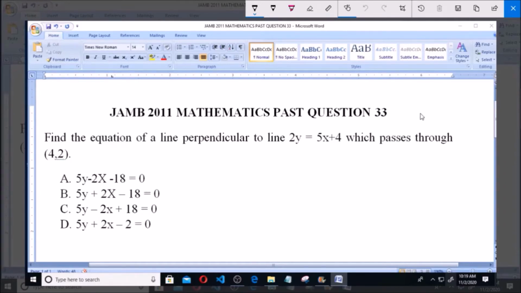Okay, that means we have a line 2y is equal to 5x plus 4. Now I have to find the equation of a line that is perpendicular to it, that is like this. This is the perpendicular line. Now this line here is 2y is equal to 5x plus 4.